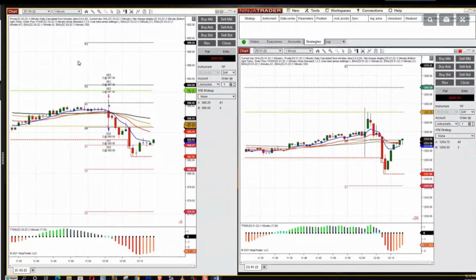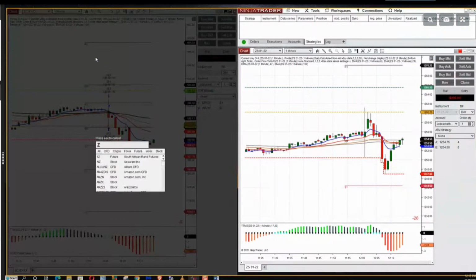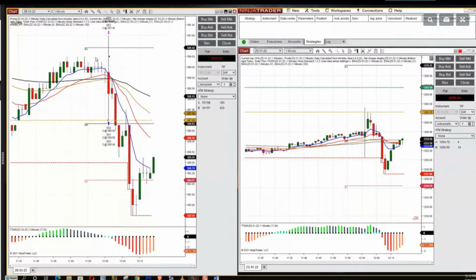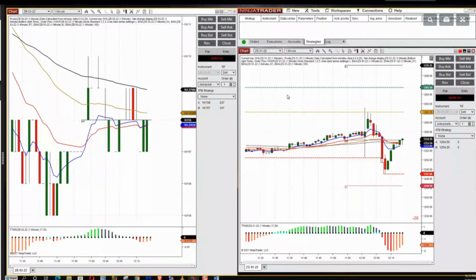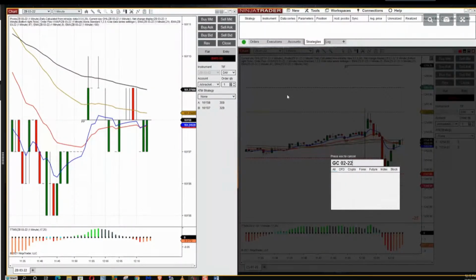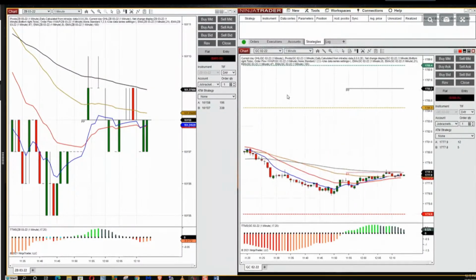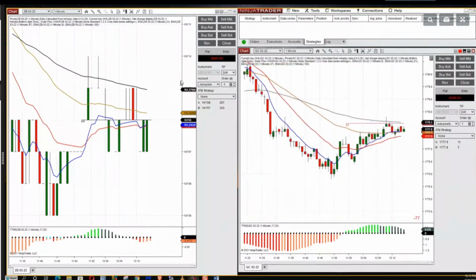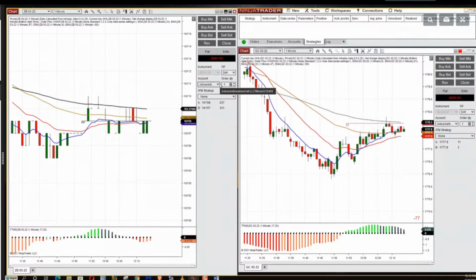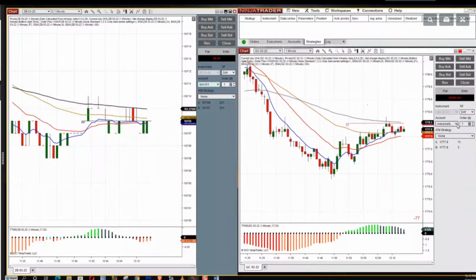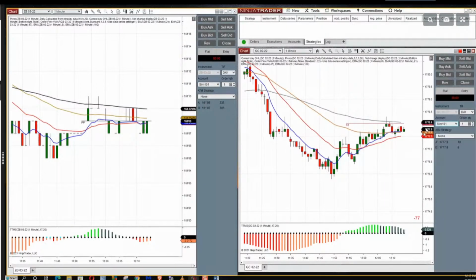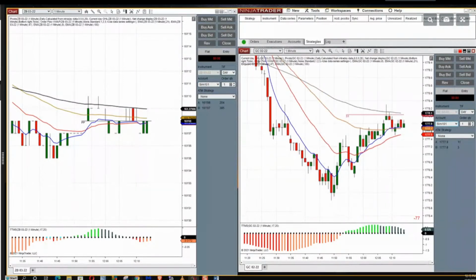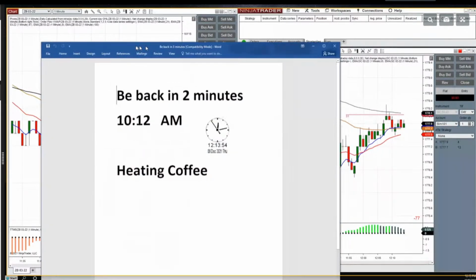The first thing I do is change to the bonds, ZB322 and GC 222, because we do have an interesting gold setup also. And I don't walk away from my computer and leave it in live mode. Not that I have a cat that's going to jump on the keyboard, but it's just smart to be safe.